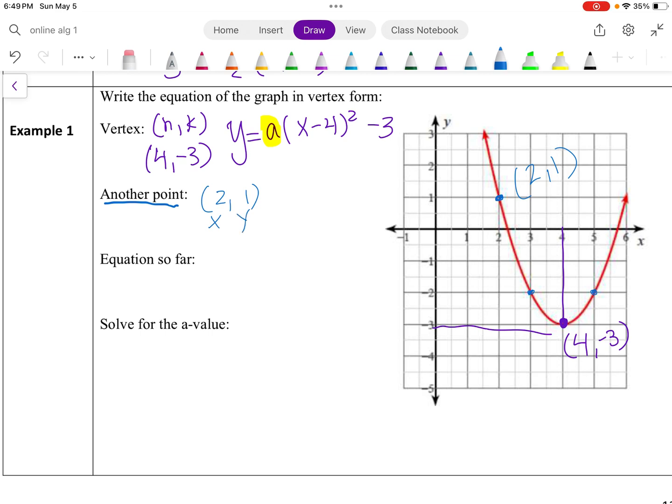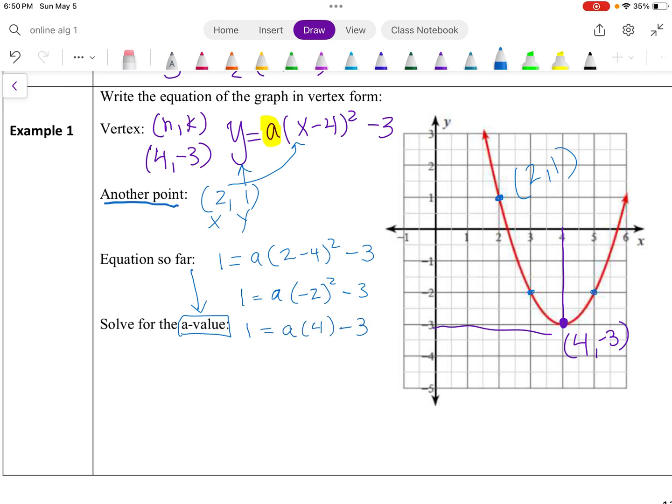So this gives me an x and a y value, which means we can plug in y for y and x for x. So this is going to look like 1 equals a times x minus 4 squared minus 3. Notice that a is the only variable now, so we can solve for it. These two steps are basically the same step. So we're thinking about our order of operations. So I'm going to simplify my parenthesis and my exponent to start. So I know that 2 minus 4 is negative 2, and I know that negative 2 squared is 4.